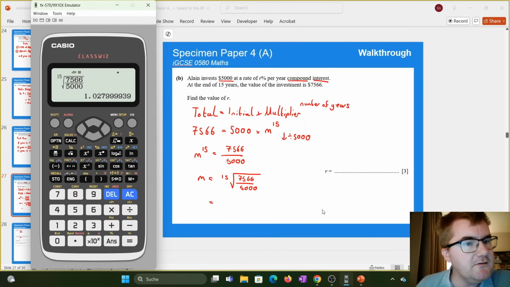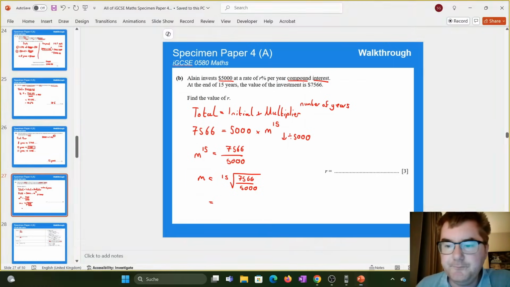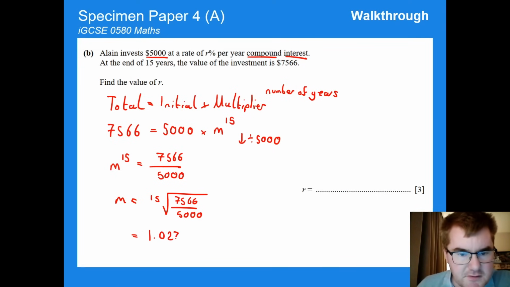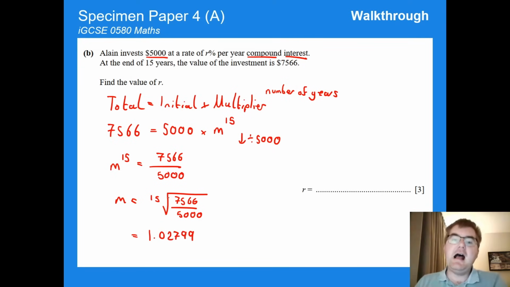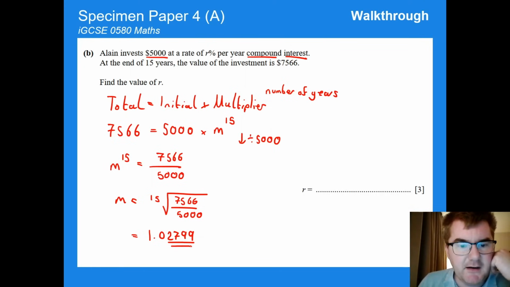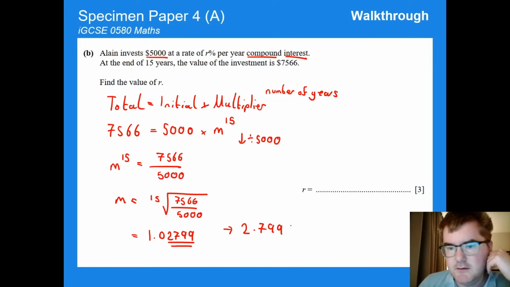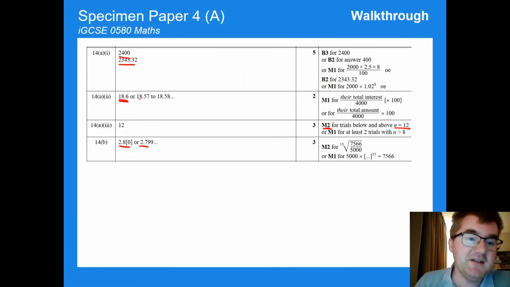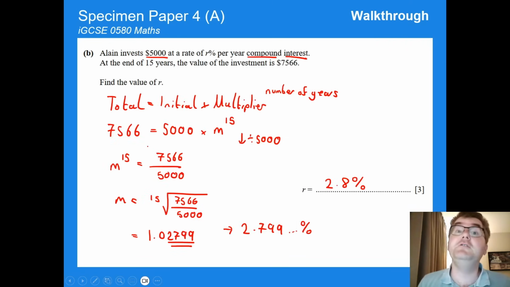So 1.02799, and in order to actually work out the interest rate, we just need to take this part here. Essentially, we divide through by 100, so we're going to get 2.799 percent. Again, we generally round to one decimal place, so I will go with 2.8% here. Again, both answers are absolutely fine to give you all 3 marks.